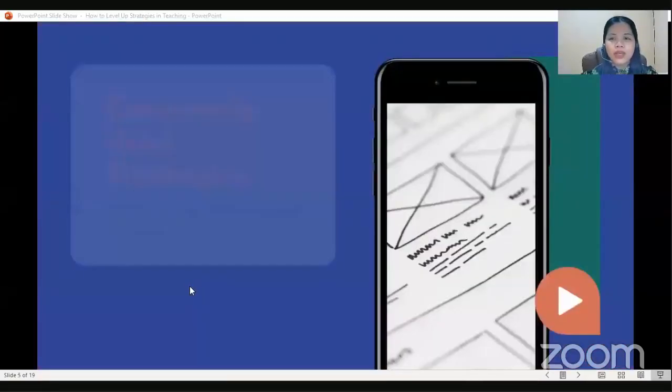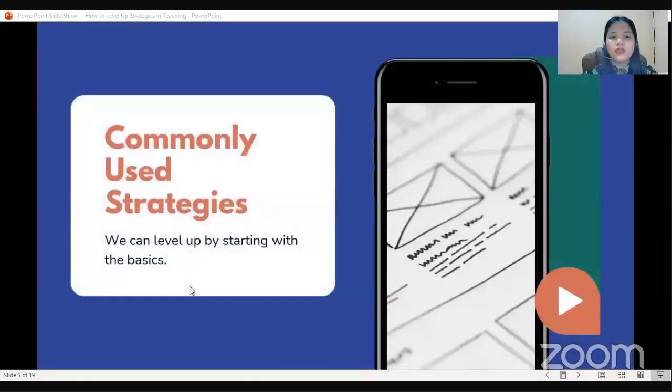Now, let's go on to our main topic for tonight. What are the commonly used strategies? So, shout out to a fellow teacher ko na recently, we had a conversation na we observed that we are using the same strategies. So, while I am conversing with her, I realized na, oh, I think we could still utilize that strategy. It's just that we just have to level it up. So I have here 5 strategies and 5 suggestions on how to make it more active and how to make it more practical. So I hope this would help you po.